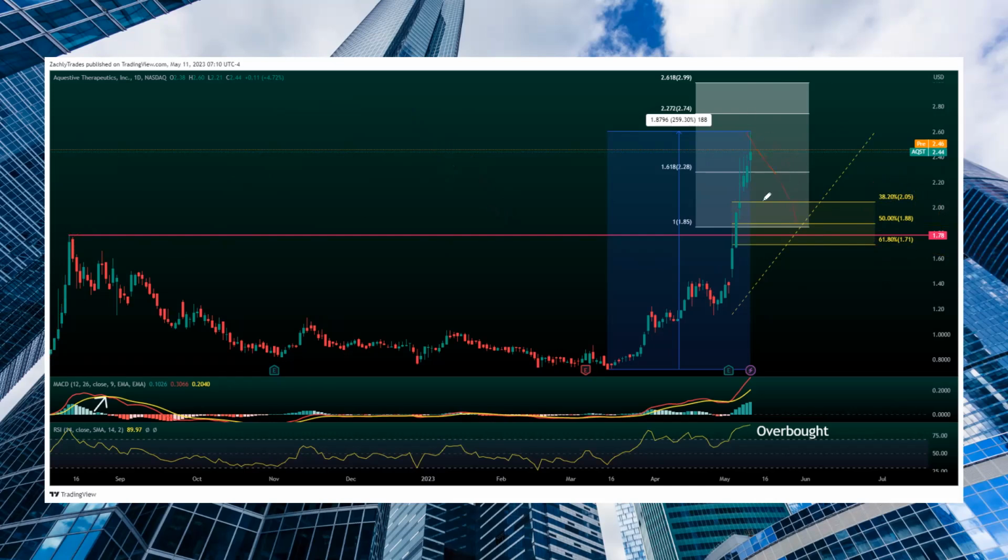Now, as I mentioned, we really haven't had any down days, so this thing could still have momentum to the upside. 2.74 and 2.99 are going to be some of the targets that I'm looking at here currently if we want to continue this bullishness.